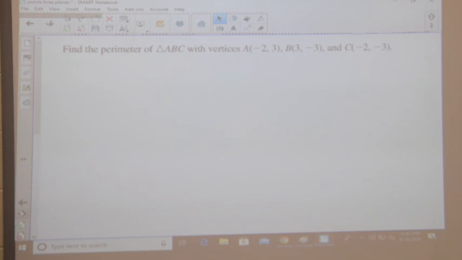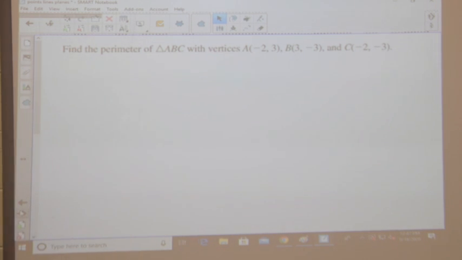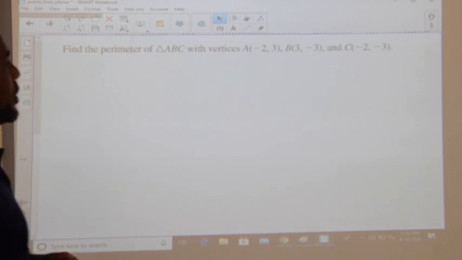We want to look at finding a perimeter. And if you can't see it, make sure you take notes of this part here. I'll read it a little slower. It says, find the perimeter of triangle ABC with vertices at A is (-2, 3), B is (3, -3), and C is (-2, -3).